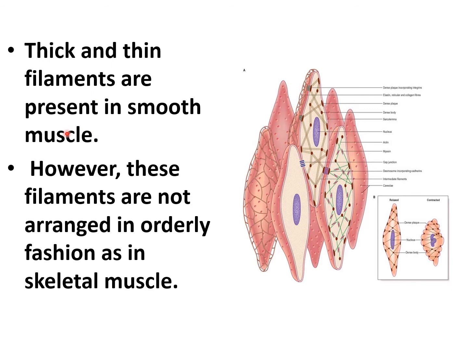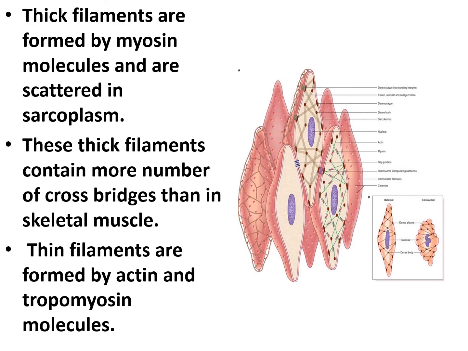Thick and thin filaments are present in smooth muscles. However, these filaments are not arranged in an orderly fashion as in skeletal muscle. Thick filaments are formed by myosin molecules and are scattered in the sarcoplasm. And these thick filaments contain more cross bridges than in skeletal muscle. Thin filaments are formed by actin and tropomyosin molecules.